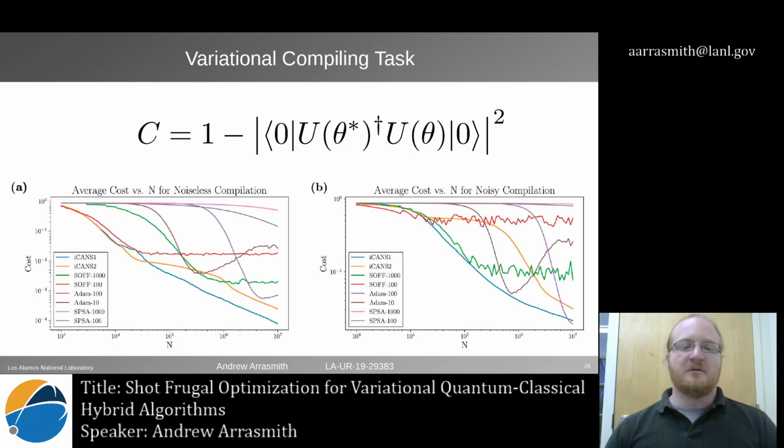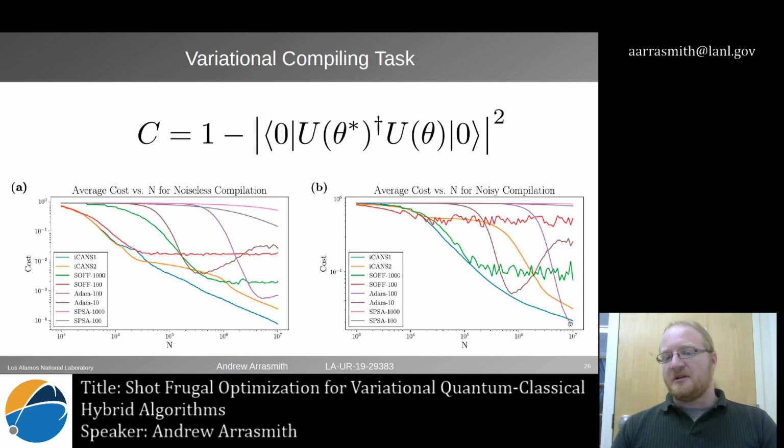So for the results, starting off just with ICANS for the noiseless case. Here we have, of course, finite statistics in all of these measurements, but we ran this on a simulator without any hardware noise simulated. And we find that ICANS 1 in particular, so that's the one without the optional adaptation of the learning rate, performed the best in this case.